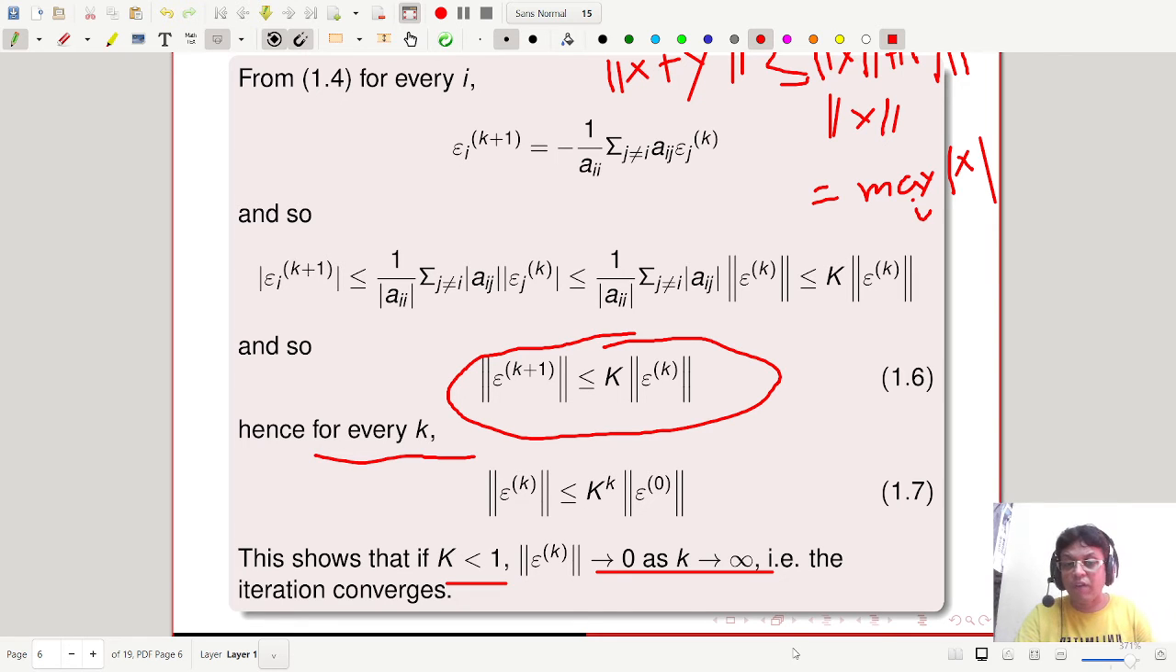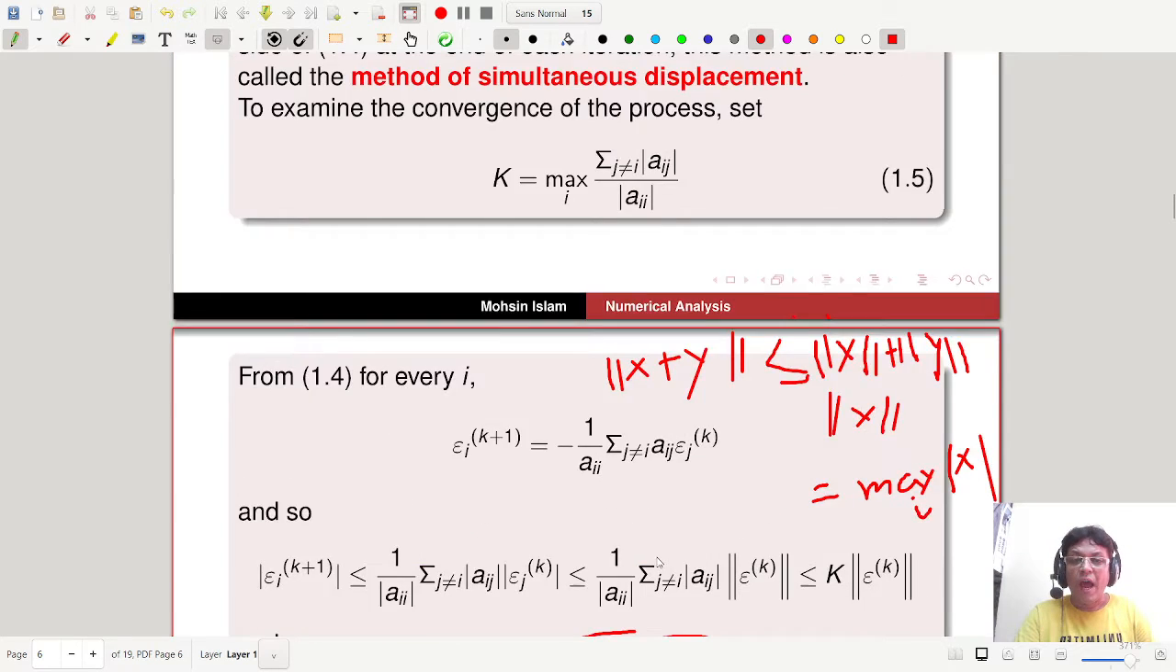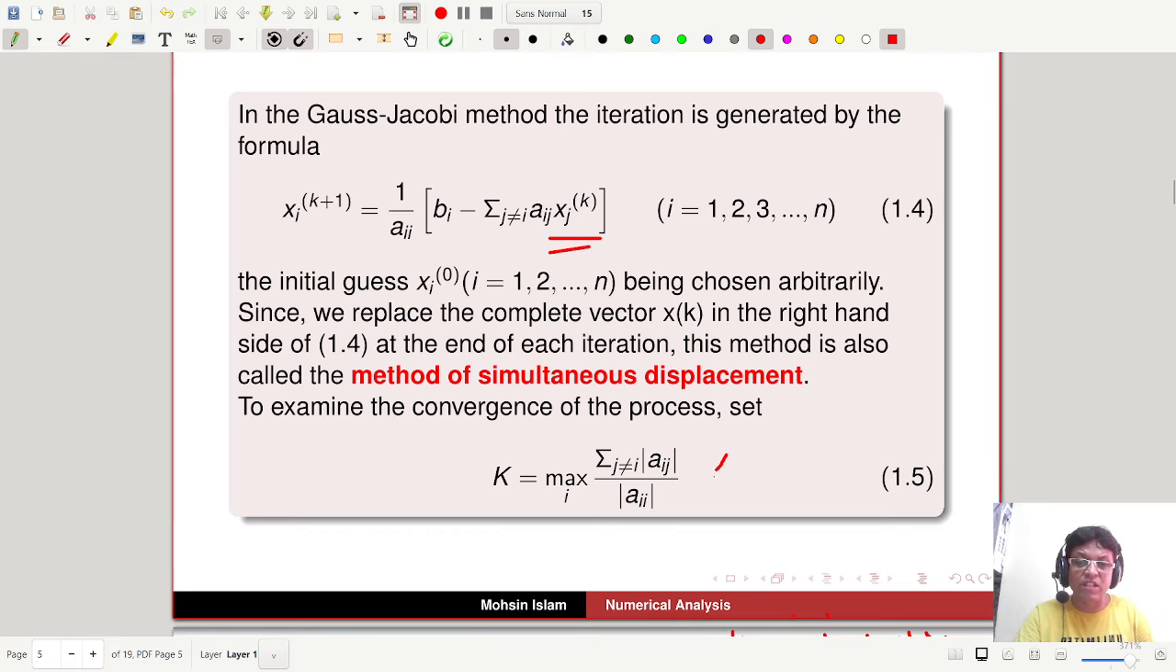And what is the condition of convergence? k less than 1. And what is your k? k is this one. If this is less than 1, that means mod a_ii should be greater than the summation over j not equal to i of mod a_ij. This is called the diagonally dominant property. So this is the important condition for the convergence.